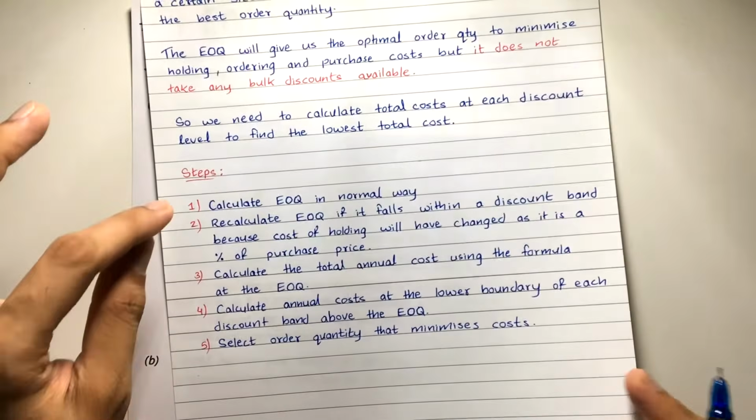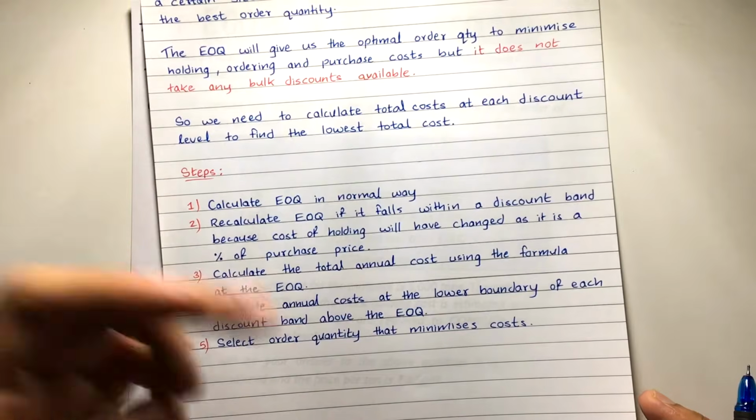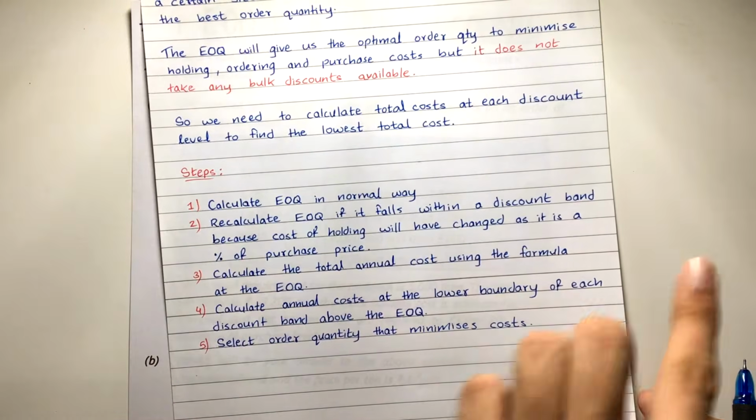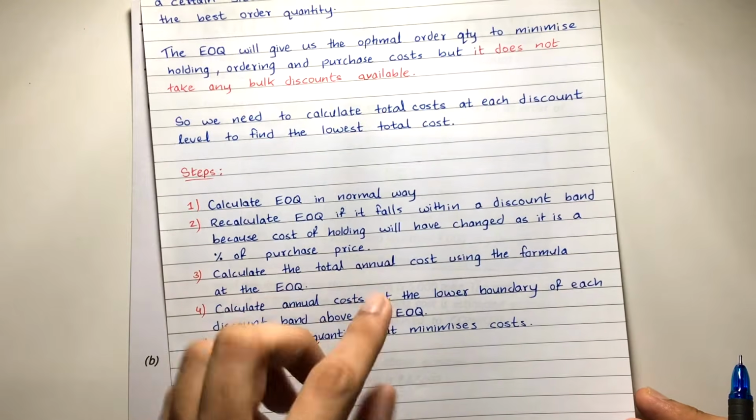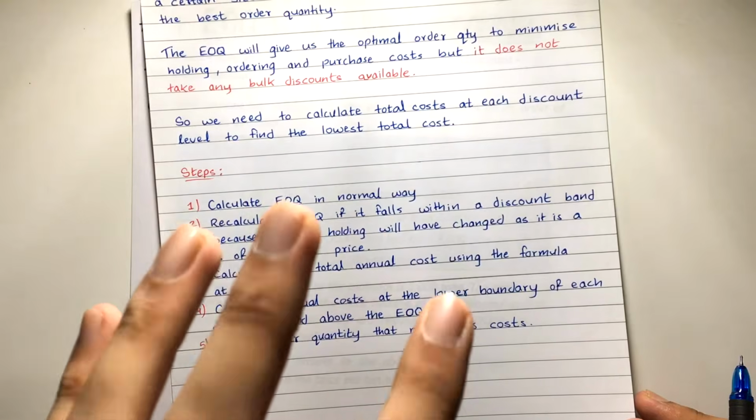First, we calculate EOQ in the normal way, ignoring the discount. Second, we recalculate the EOQ if it falls within a discount band, because the cost of holding will have changed as it is a percentage of purchase price. You can watch the second video, where I have completely explained this. This is the ideal way to solve bulk discount questions.